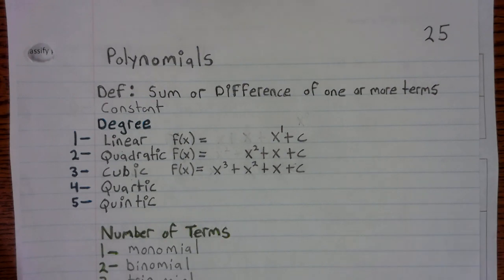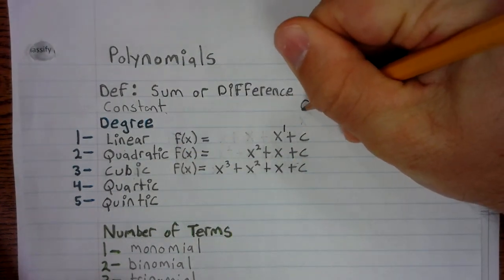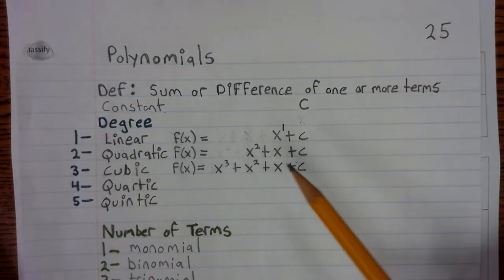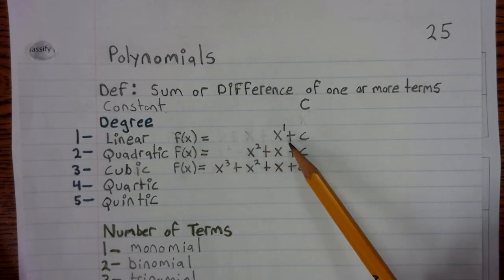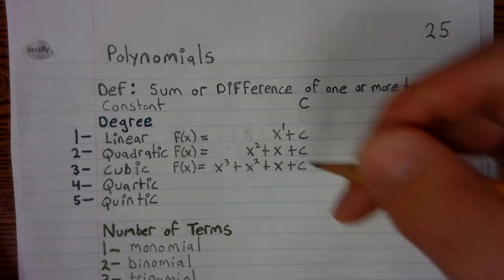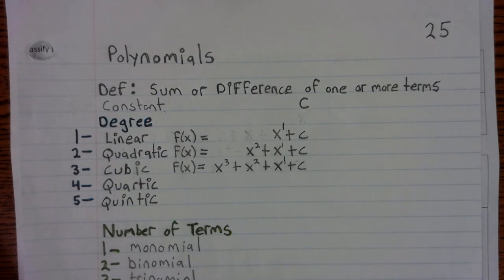The definition is the sum or difference of one or more terms. Degree. Constant would just be the c. When it's a degree of 1, it's linear. F of x equals x to the first power plus c. When it's degree 2, it's quadratic. F of x equals x squared plus x plus c. When it's 3, it's cubic. F of x equals x cubed plus x squared plus x, and put the 1 here, plus c. 4 is quartic. 5 is quintic.